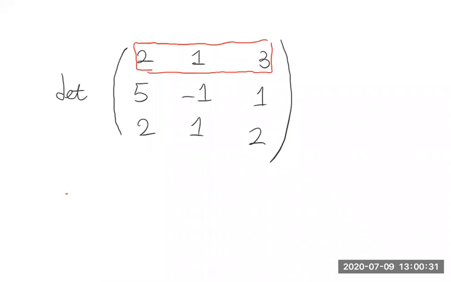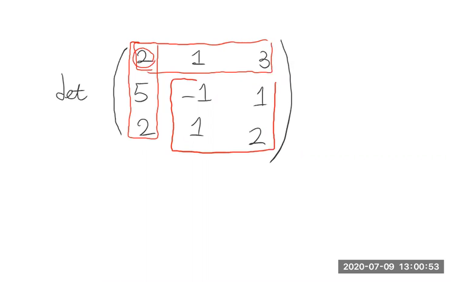Now, start from the first element of this row. This is 2, right? Look at the first element. Look at the column which contains this first element. That would be this column. Okay? Forget about this row and forget about this column. What remains? The remaining part is a 2 by 2 matrix. This is the remaining part, which is a 2 by 2 matrix.